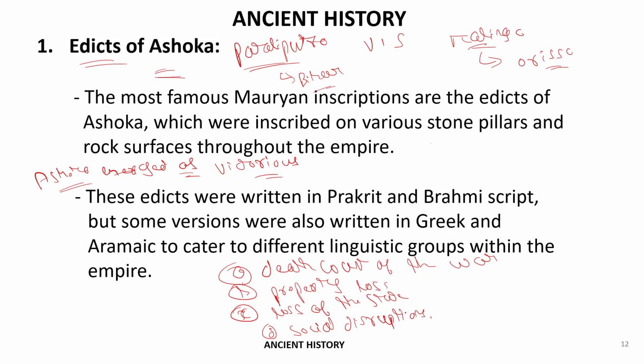Second reason, when he saw the loss of property. Okay. Many people lost their homes. Many people lost their businesses. Many people lost their farmlands. Many people had to migrate from their cities and villages to remote areas in search of safety. So he saw the property loss.